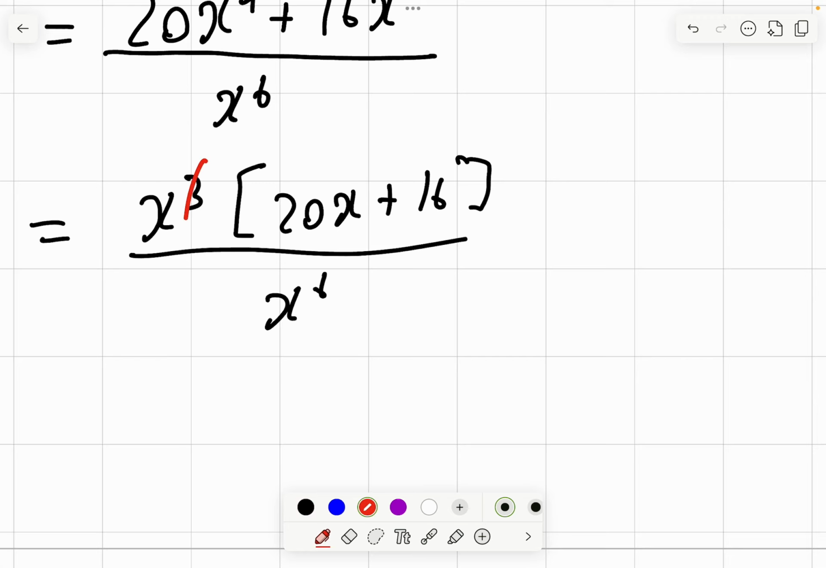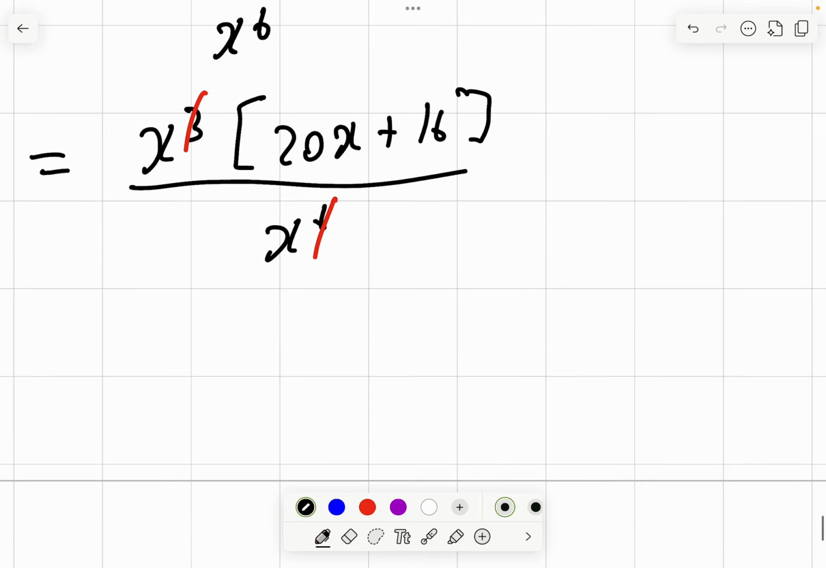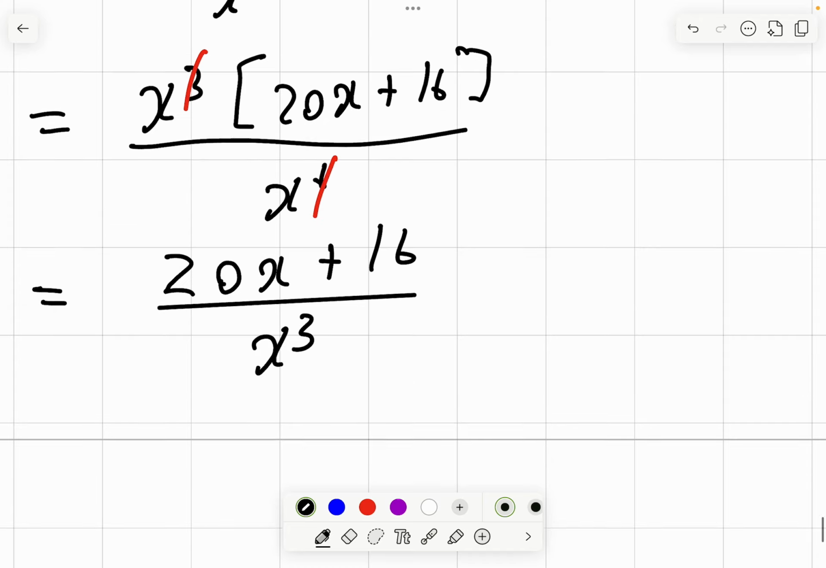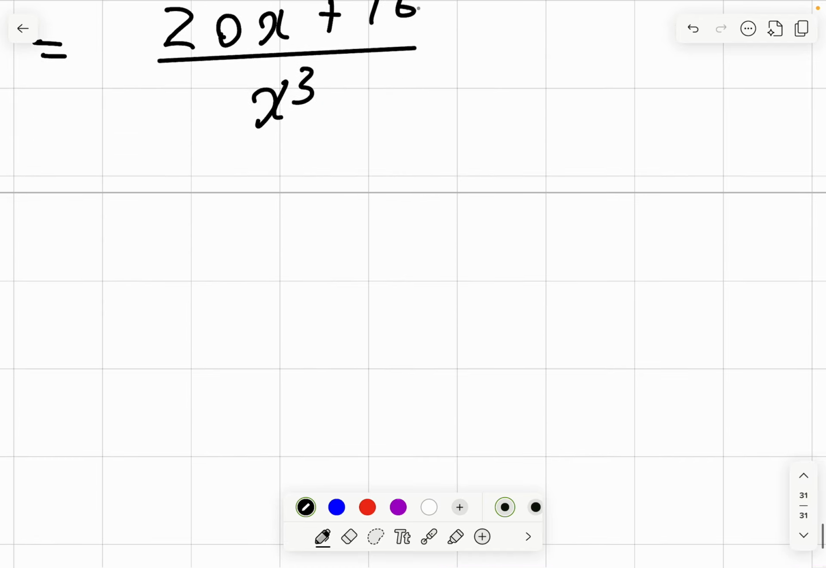I know this 3 will cancel one of the 3 there. Then remain with 3. Meaning I'm going to remain with 20x plus 16 divided by x to the 3. That's our final answer. Therefore, let's check our number 3.